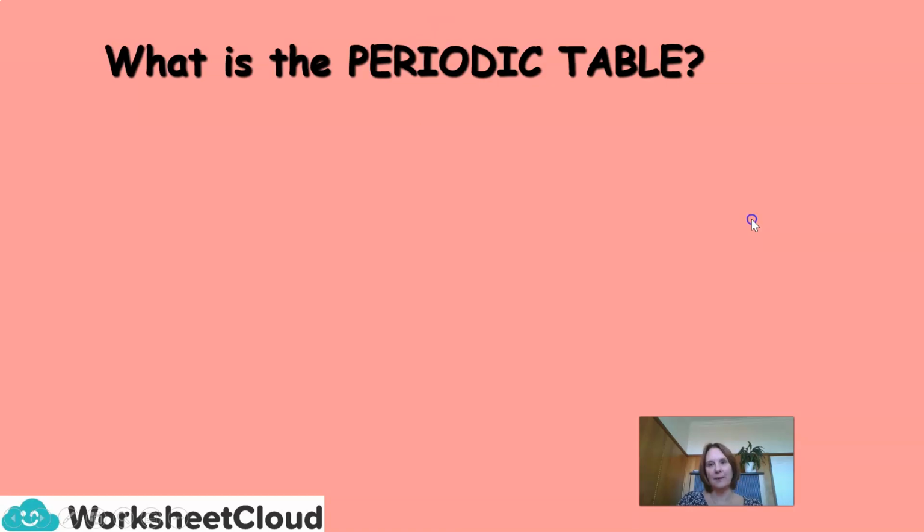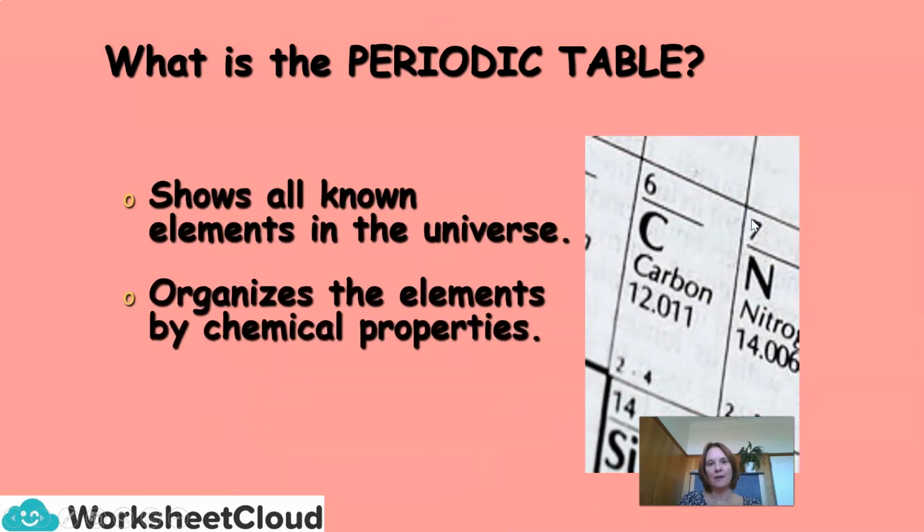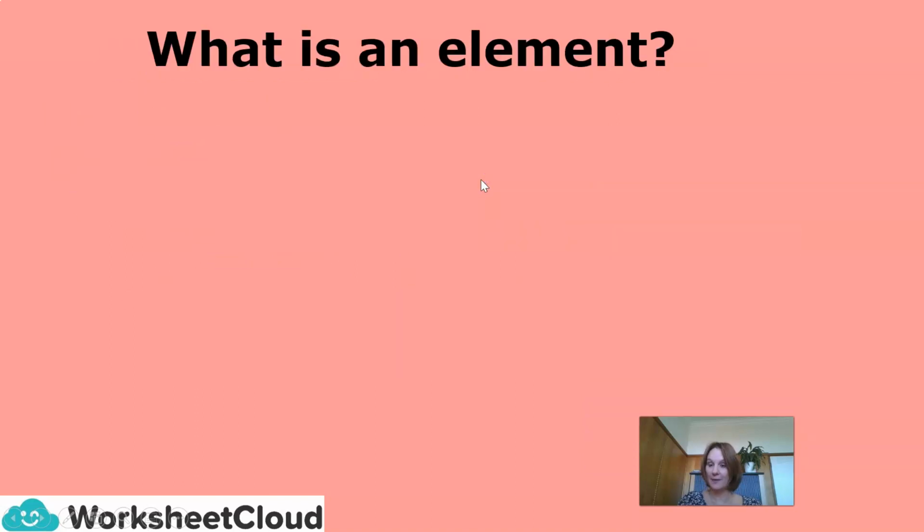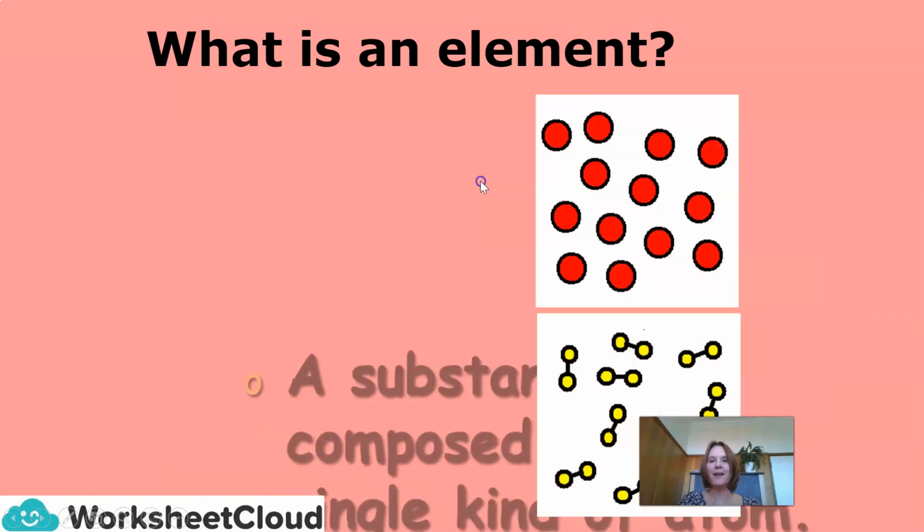What is the periodic table? As I said, it shows all the known elements in the universe, and it organizes the elements by their chemical properties. So what are elements? We've done this lesson already. You know what an element is. You knew that was coming.